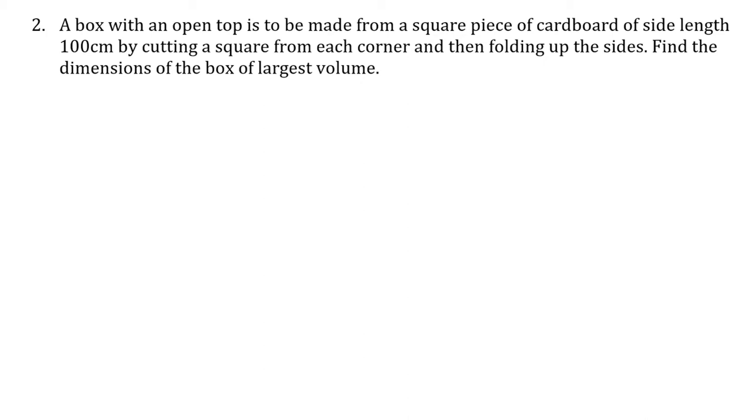So we're taking a square piece of cardboard, cutting an equal amount out of every corner, and then we fold up the sides to make a box. So we're making a box with an open top from a square piece of cardboard. So what exactly does that mean?